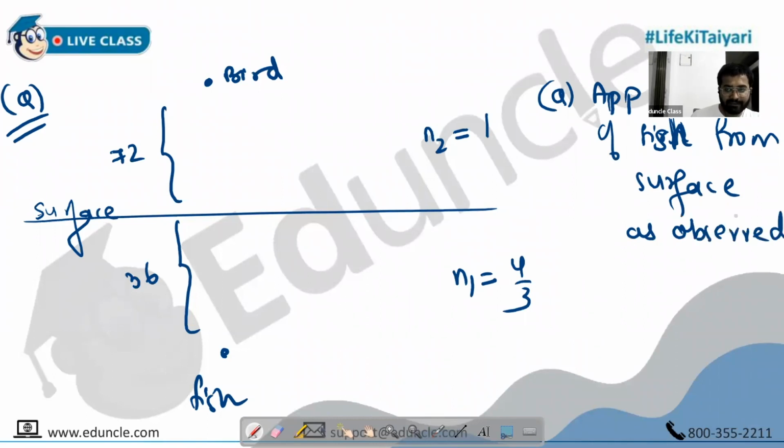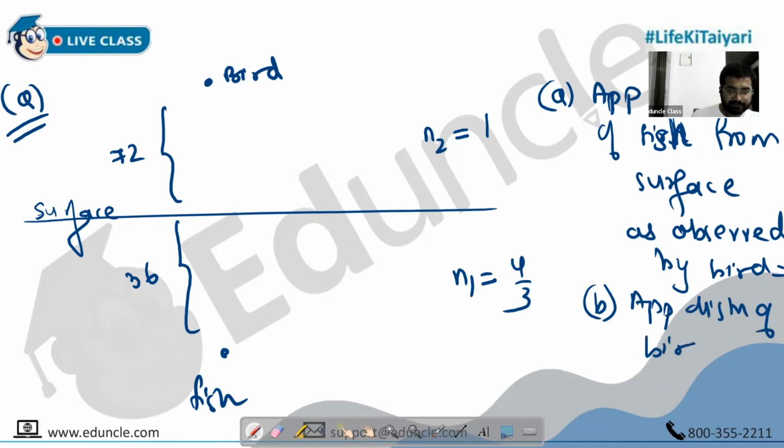There is a lot of English here. Okay. As observed by bird. This is the first task. Second task is the apparent distance of bird from surface as observed by fish.